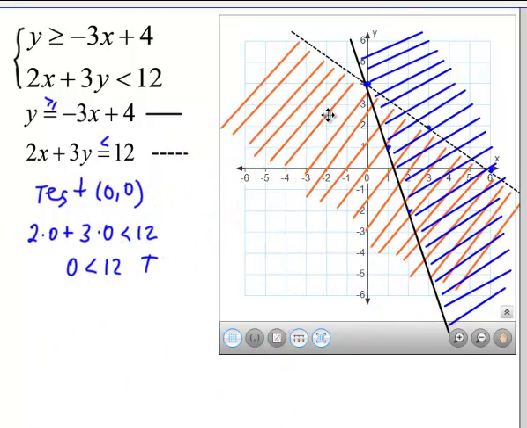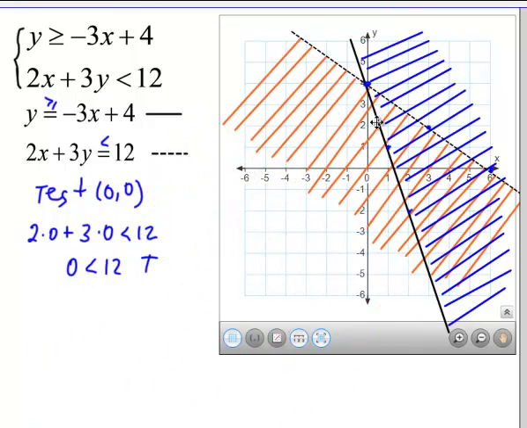And I have my shading prepared. And where you see those shading parts, they overlap, this portion is the solution. So I can even highlight it so you can see it better. So this portion right here, where they overlap, it's actually the solution of the inequality. We are done.